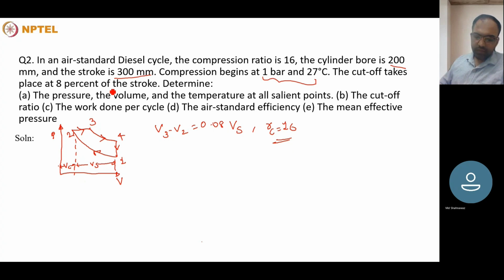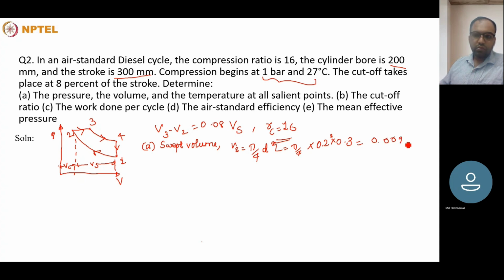So in this particular problem, first of all, we start by calculating the swept volume. It is equal to pi by 4 into D squared into length, equal to pi by 4 into 0.2 squared into 0.3, with 200 mm and 300 mm respectively. So it will be coming around 0.00942 meter cube.